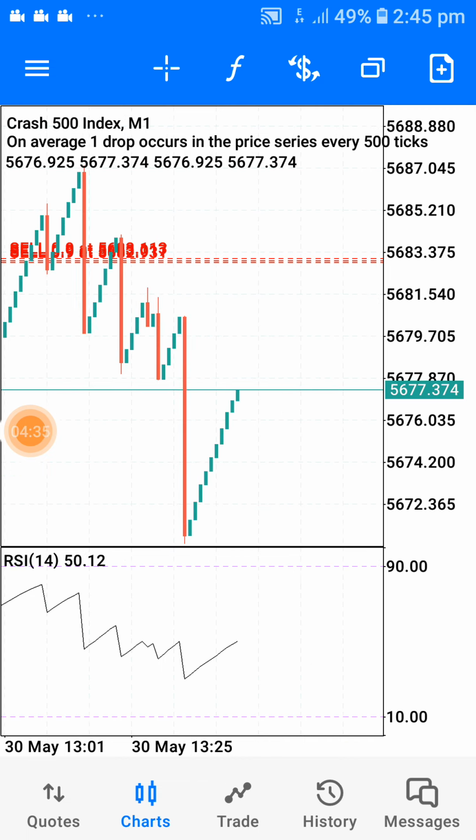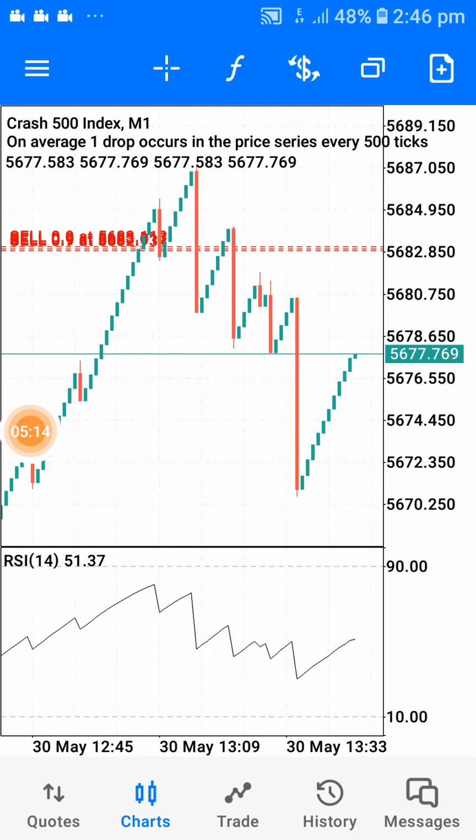You're seeing the movement already. The market is telling us that it is on the uptrend. And I want to advise you, whenever you want to trade your boom and crash, always try to enter your market from a lower time frame. Check what the 1 minute or 5 minutes time frame is saying, but then go back to a higher time frame and see what the candlesticks are saying.